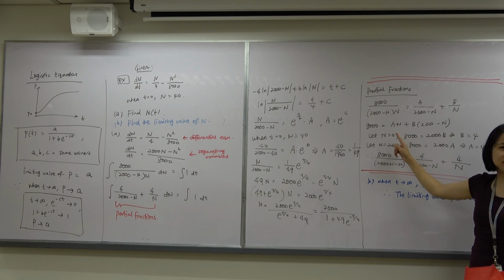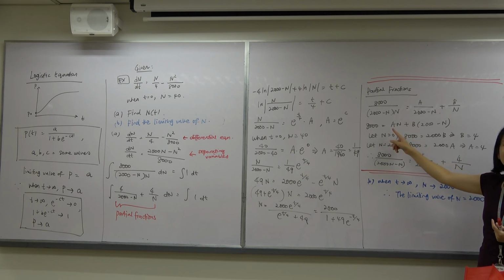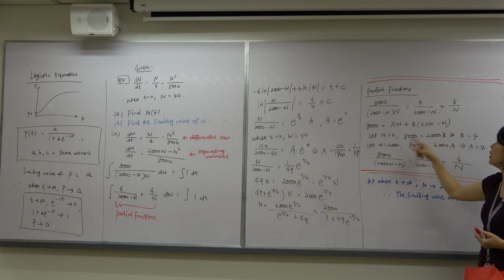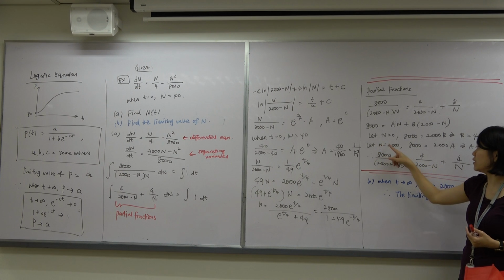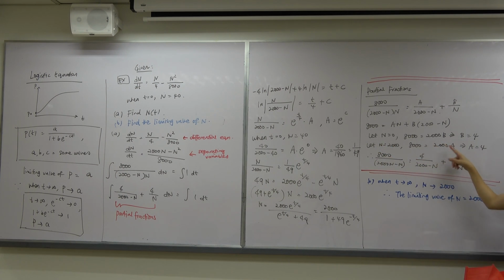So when I let n be 0, I'm going to get rid of my A, right? So what happened next? I'm going to let my n be 2000. Why? Because I want to eliminate my B, right? So when n equals 2000, 8,000 would be equivalent to 2000A, and that is when I'll get my A equals to 4, right?